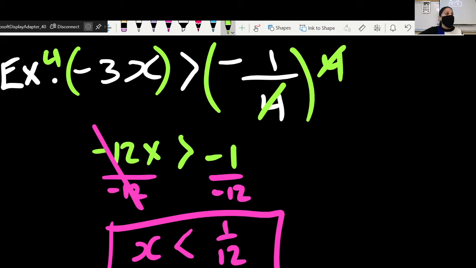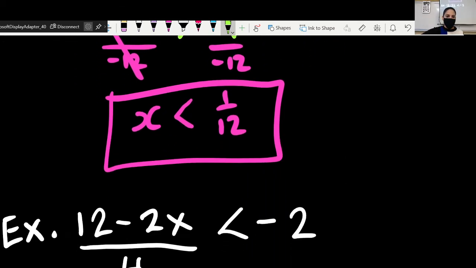We're okay? So the main idea with this, the new concept, is when we're multiplying or dividing by a negative, we flip the sign. Everything else about it is the same as what we've been doing all along.